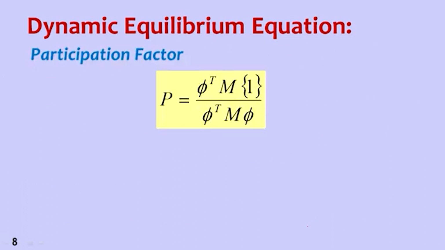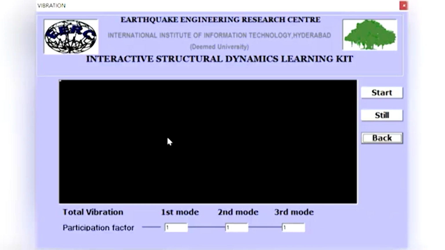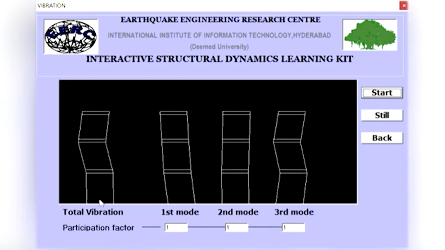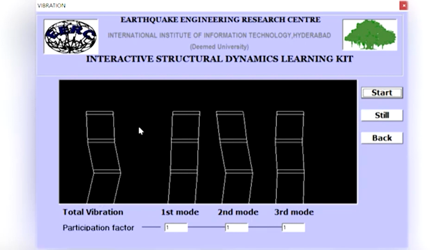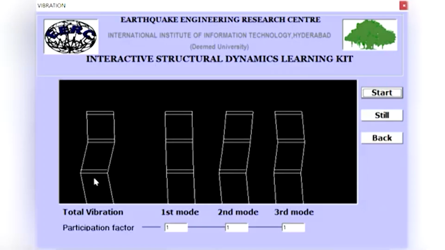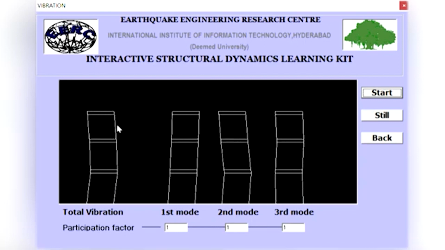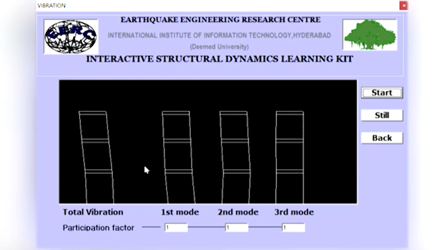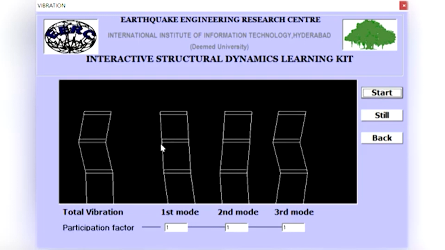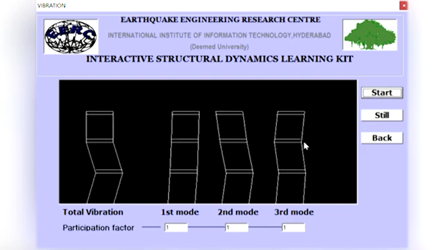Now let me show you a small animation of participation factor. What is participation factor in a multi-degree of freedom system? If you look at this animation, this is the total vibration of the building, and this is the first mode, second mode and third mode. What modal analysis does is convert an n degree of freedom system into n single degree of freedom systems. As you can see, this is the first mode, this is the second mode and this is the third mode.